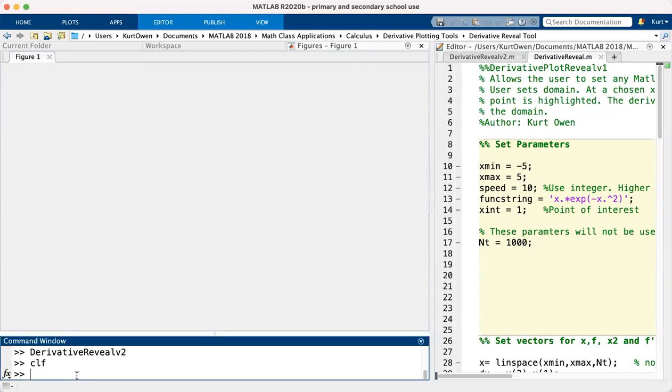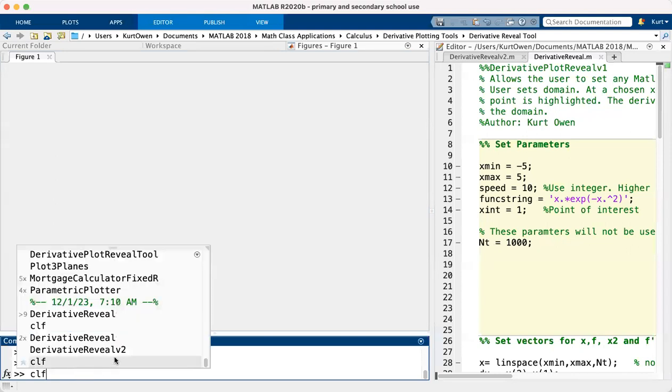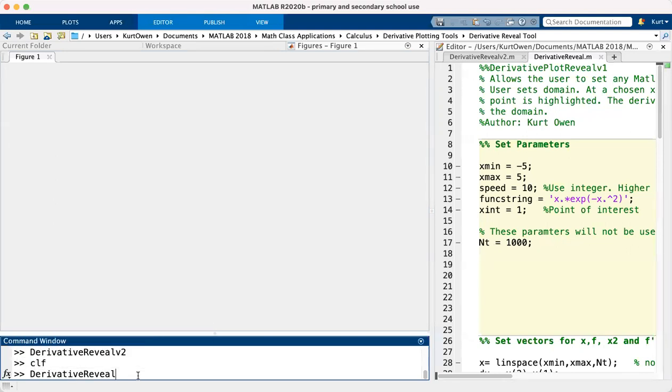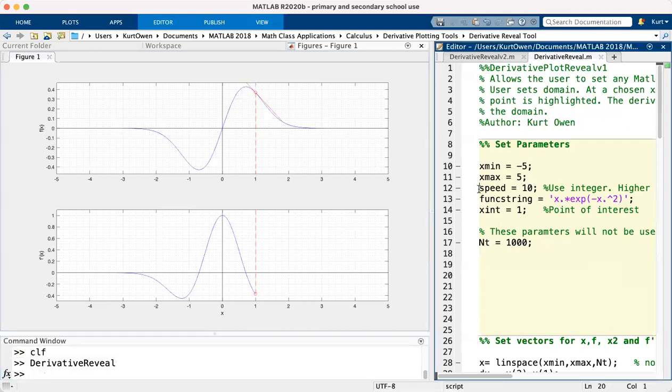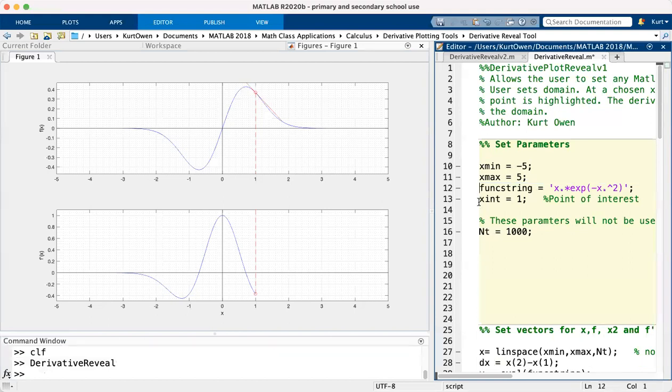If I go down here, I can run it from the command window. I just have this code called DerivativeReveal. You can see xmin and xmax give us a domain. So you need to declare a domain over which you're going to do the derivative. Oh, the speed equals 10 shouldn't be in this code. Speed has nothing to do with this code, so I'm just going to get rid of it. But the function string is important.